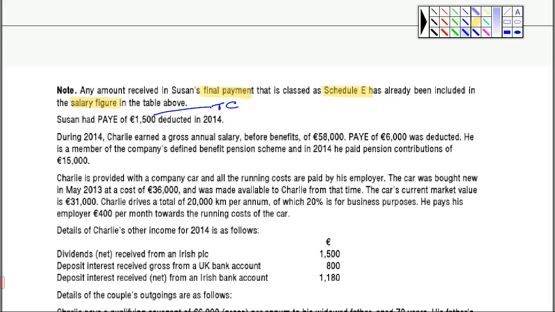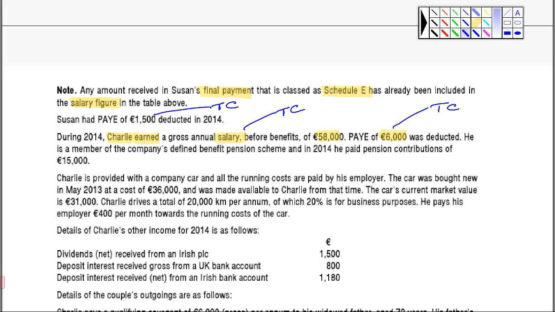Now they give us some information about Charlie. We see that he earned a salary. So when we see salary, we've got to think again, well, that's definitely a tax credit for him, as with Susan. We also see that his gross salary is 58 with PAYE deducted of 6. That looks to me to be another tax credit, a refundable tax credit.